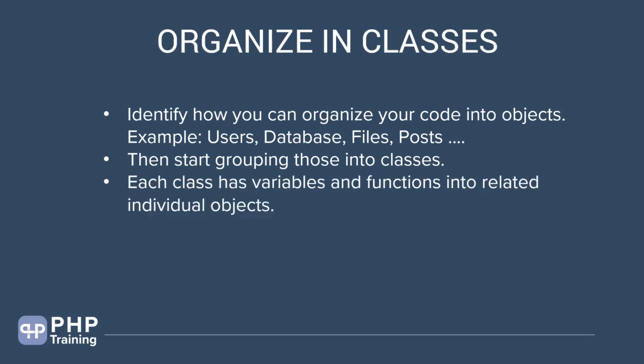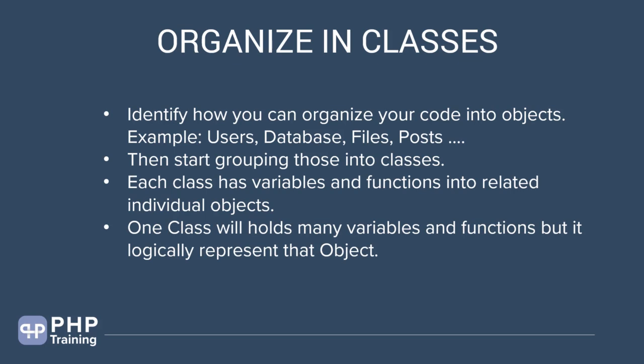And each class has variables and functions related to individual objects. As we've seen previously, car has its own variables and functions operating on that specific class. Similarly, you define a class for each object that you're thinking to organize your code into. One class will hold many variables and functions, but they logically represent that object. Which means when you define users, you don't define database variables and functions inside users. The user variables and functions will operate logically on that specific object.